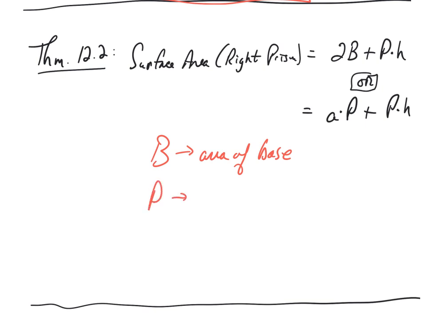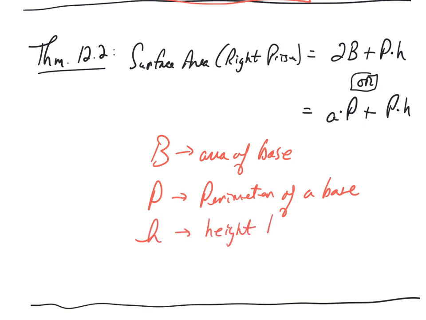P represents the perimeter of a base. H is the height between bases. And the only letter we're left with that we don't have yet is little a. And little a is the apothem.